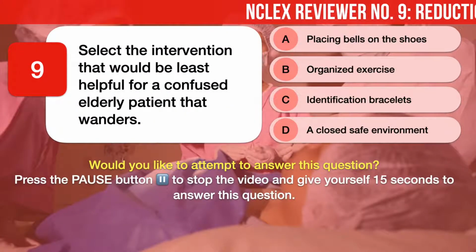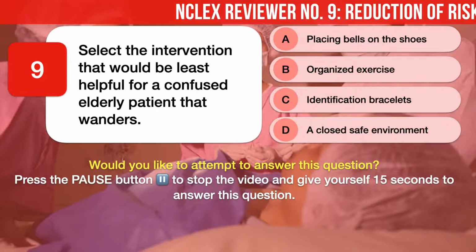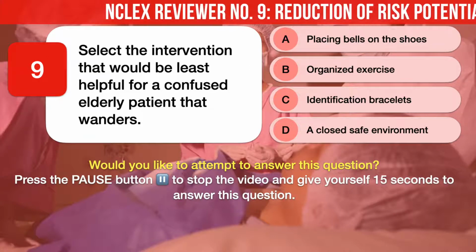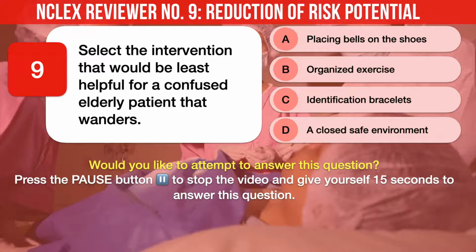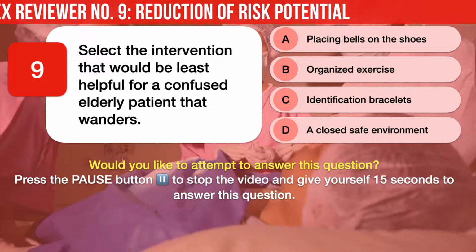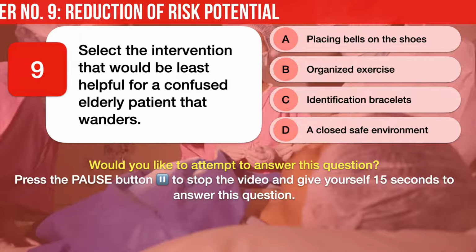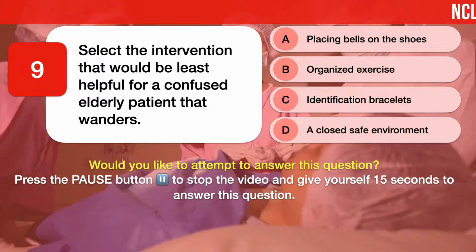Question number 9. Select the intervention that would be least helpful for a confused elderly patient that wanders. A. Placing bells on the shoes. B. Organized exercise. C. Identification bracelets. D. A closed, safe environment.